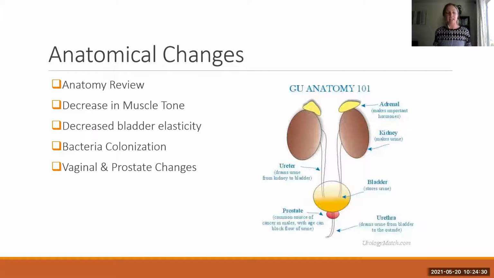Meatus in medicine and anatomy just means orifice, opening, that type of thing. So the point is you can't see the urethra, but you can see the urethral meatus from the outside.